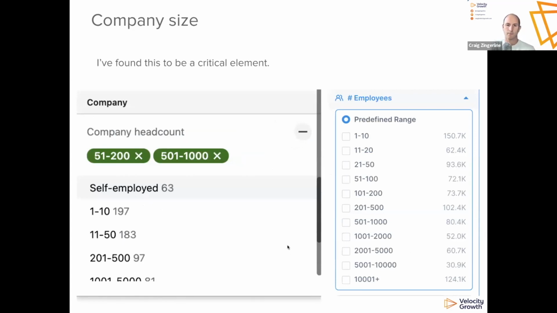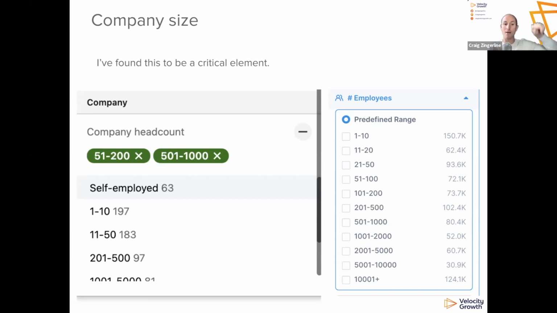Next is company size. And again, we failed a lot here. It's orders of magnitude different to target people that work at a company that's 1 to 10 versus 500 to 1,000. I mean, it's just an entirely different process. Your cold outreach campaign for 51 to 200 is going to be completely different than your cold outreach campaign to companies size 501 to 1,000, because the persona that you're going after, their job, their wants and needs and jobs to be done are completely different than those at a much smaller company.